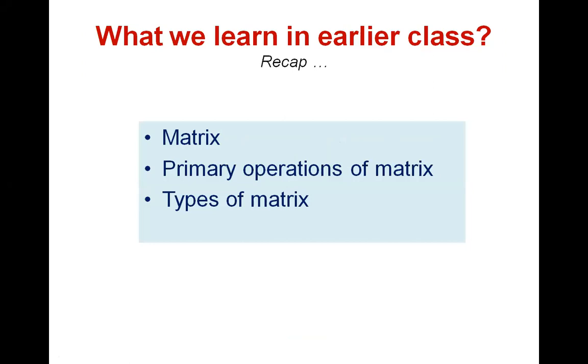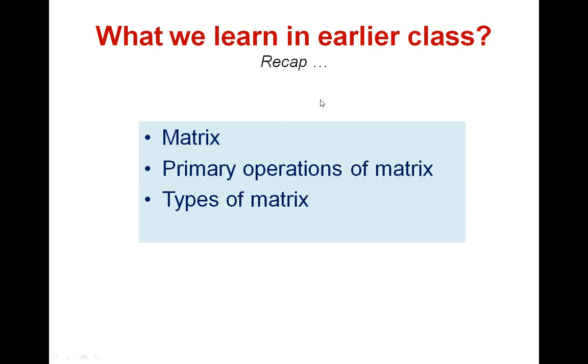We have revised how to operate the primary operations with a matrix: addition, subtraction, multiplication, and then we have also seen some types of matrix: unit matrix, or scalar and vector kind of matrix, row or column type of matrix, so identity matrix. So we have covered the basic information regarding matrix.